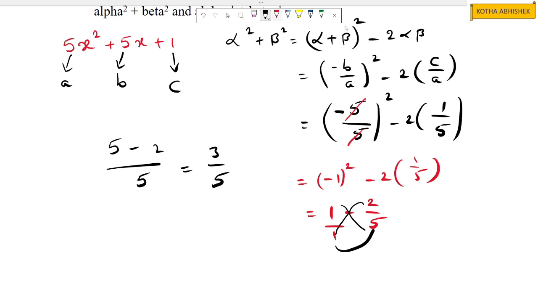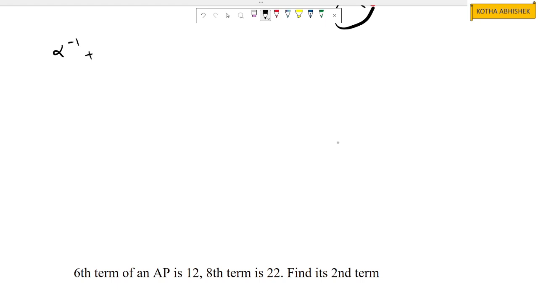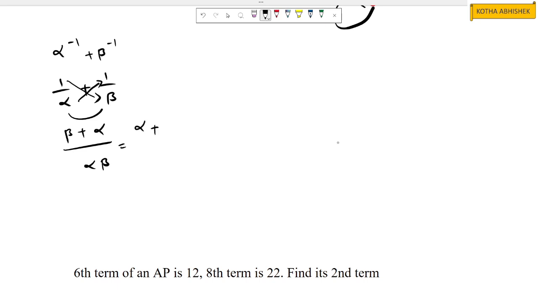Now let us find out the value of alpha power minus 1 plus beta power minus 1. When power minus 1 is there, we will write it as reciprocal. So alpha power minus 1 is nothing but 1 by alpha, plus beta power minus 1 is nothing but 1 by beta. Doing cross multiplication, 1 into beta is beta plus alpha into 1 is alpha divided by alpha into beta. Alpha plus beta, beta plus alpha both are same, so I am writing it as alpha plus beta divided by alpha beta as it is.